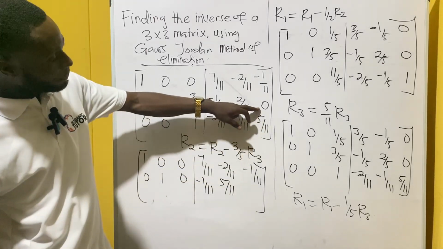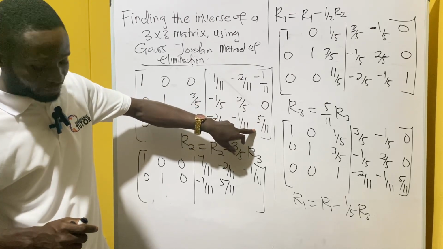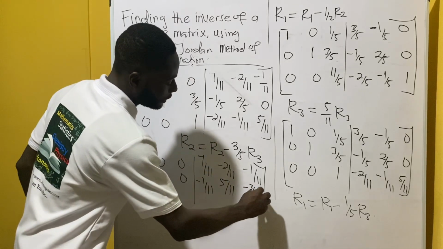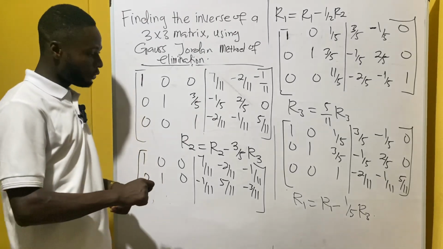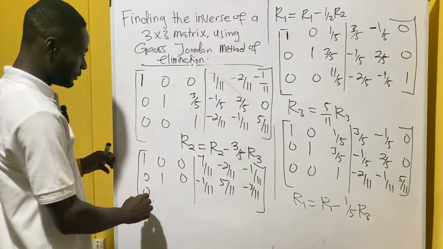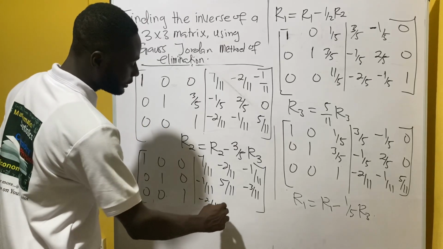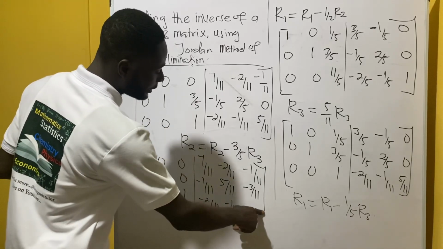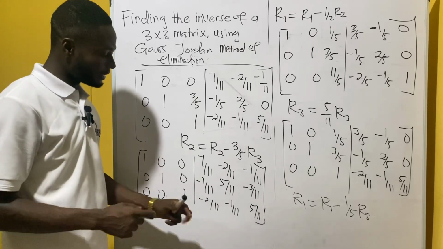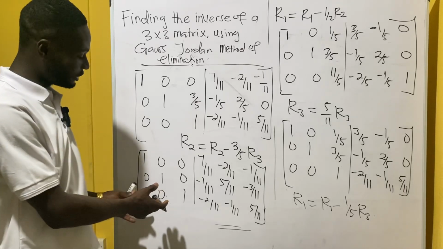And then when we move up here, 0 minus 3 on 5 times 5 on 11, and that is going to give us minus 3 on 11. Now we maintain our last row, which is the third row, which is 0, 0, 1, then minus 2 on 11, minus 1 on 11, then 5 on 11. So this right here is the inverse of the matrix, and this is the identity matrix form.